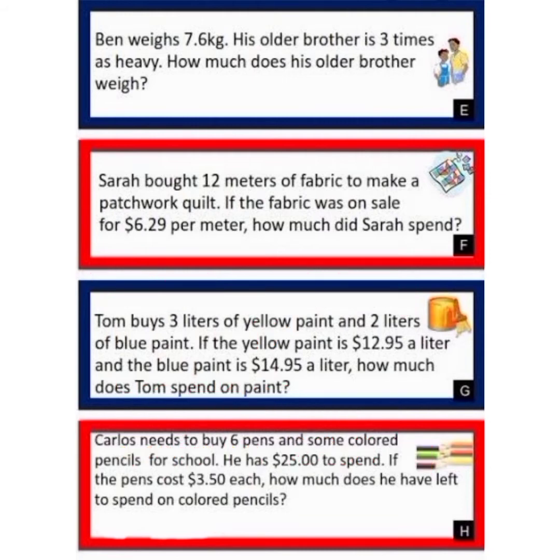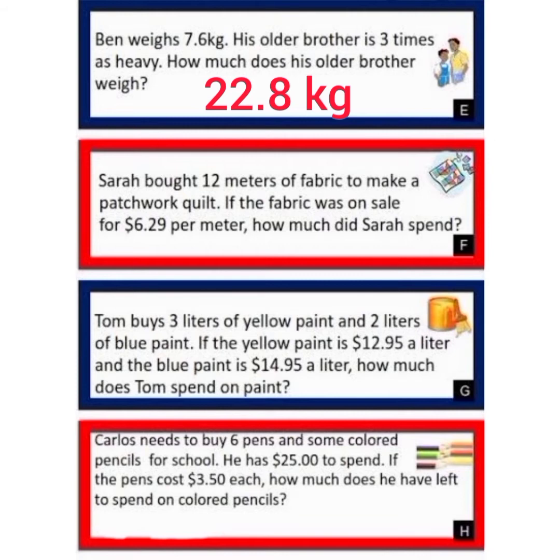Let's take a look at letter F. Letter F says, Sarah bought 12 meters of fabric to make a patchwork quilt. If the fabric was on sale for $6.29 per meter, how much did Sarah spend? So again, looking at the information, we know that Sarah bought 12 meters of fabric and that each meter of fabric costs $6.29 per meter. So again, you're asking yourself, what are you going to do?